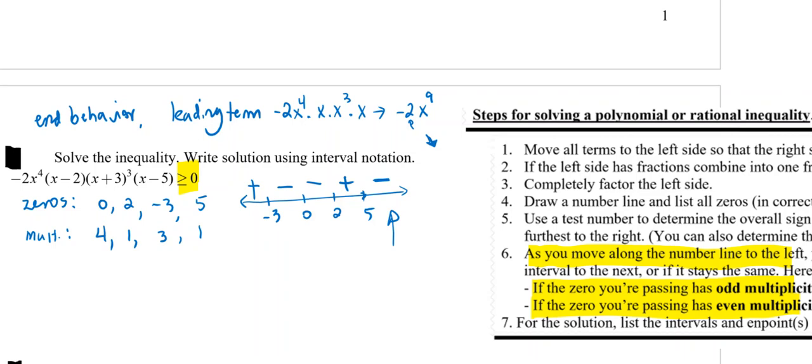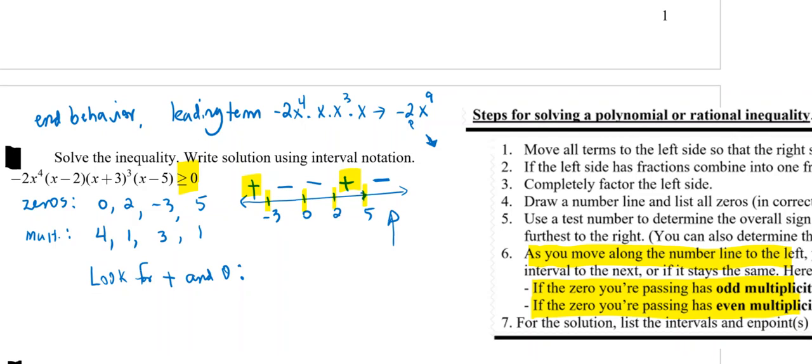So now we know the behavior of this expression everywhere on the number line, and we're looking for greater than or equal to 0, which, remember, means we look for positive and 0 in our sign chart. That's where our solution is going to come from. Greater than 0 and equal to 0. So the greater than 0 is everywhere you see plus. But equal to 0 is actually all the zeros of this polynomial. So also at negative 3, 0, 2, and 5, you want to make sure you include all of those numbers.